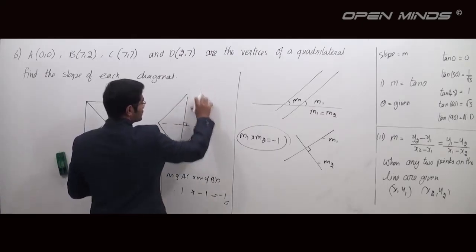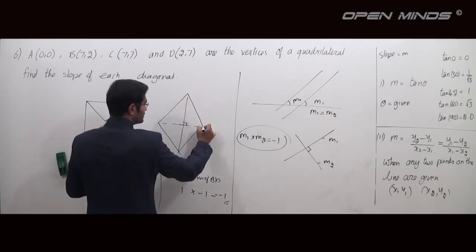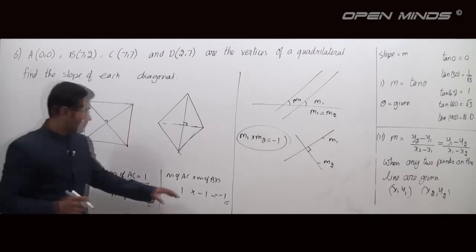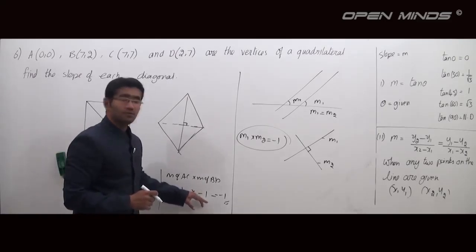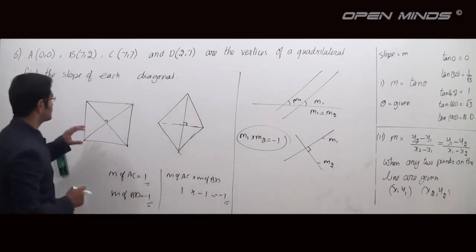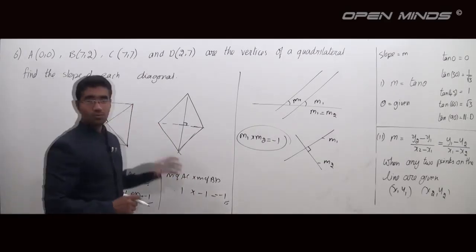That's it, nothing much. So we can guess the kind of quadrilateral even by knowing that the product of the slopes of the diagonals is -1. The diagonals should intersect at 90 degrees. So it has to be either a square or a rhombus. That's how it is.